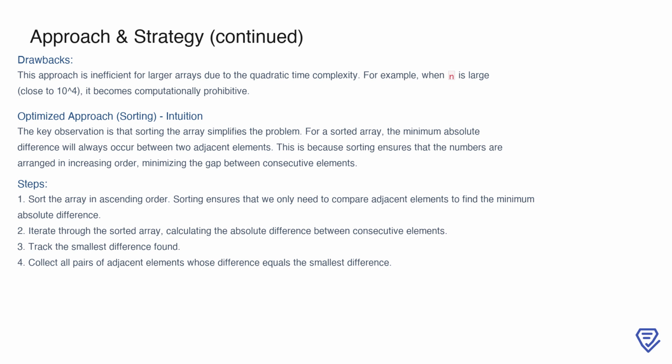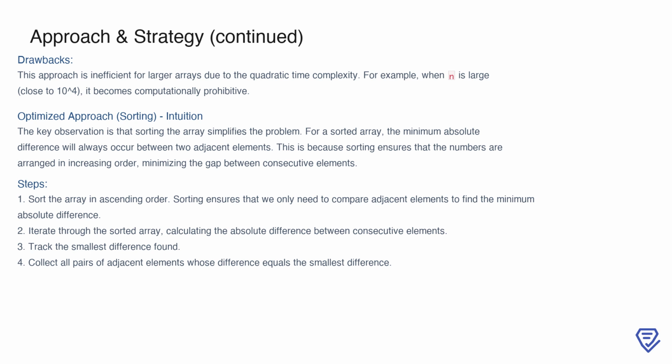To address this inefficiency, we can use an optimized approach based on sorting. The key insight here is that for a sorted array, the minimum absolute difference will always be found between two adjacent elements. This is because sorting arranges the numbers in increasing order, ensuring that the gap between consecutive elements is smaller than the gaps between non-adjacent elements.